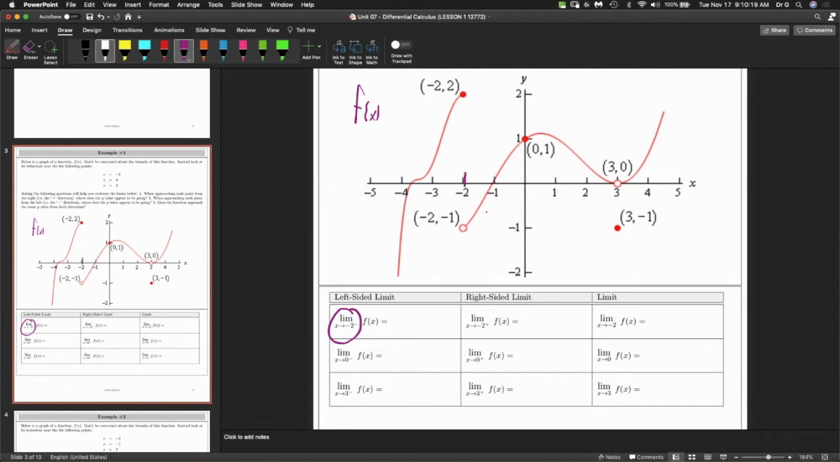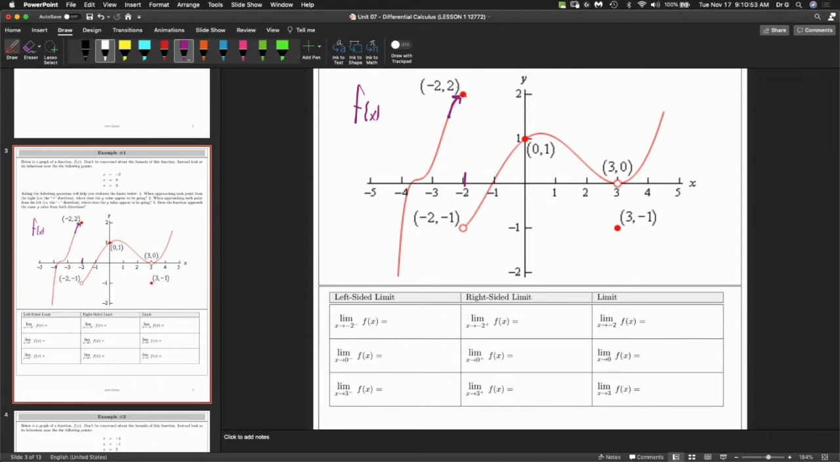I want you to pretend that you're like a little insect walking along the graph. So if this is -2, maybe you're somewhere here. And as you approach x equals -2, the minus here means from the left. To what y value does it look like you're approaching? What y value are you heading toward as you're traveling along the curve? Like if you were walking along the curve like a little insect, it looks like you're approaching a y value of 2.